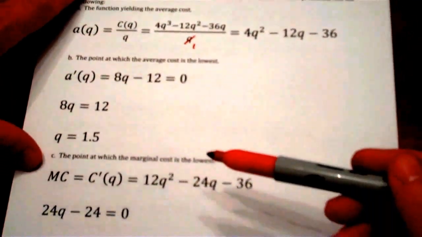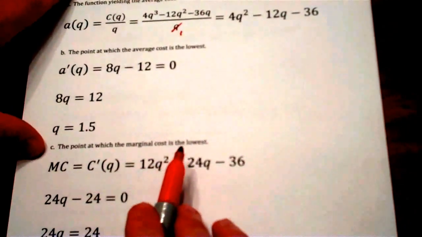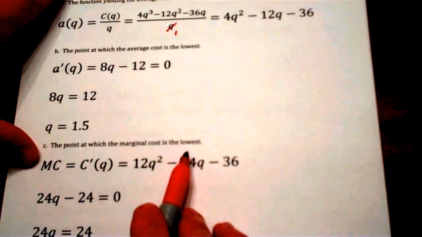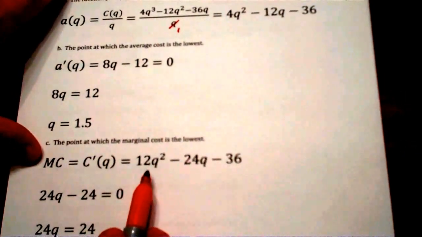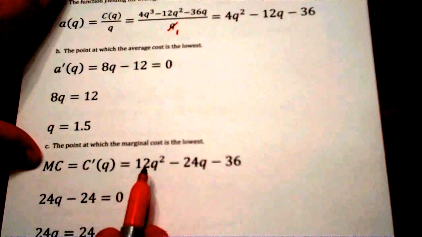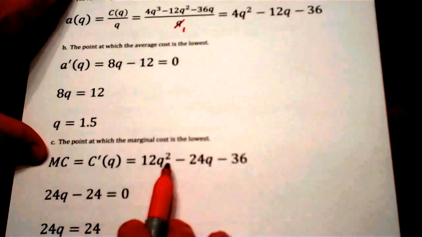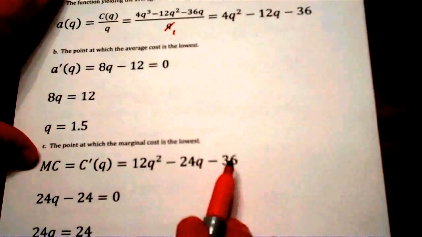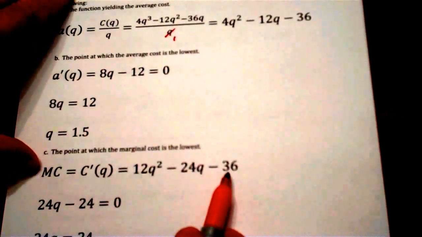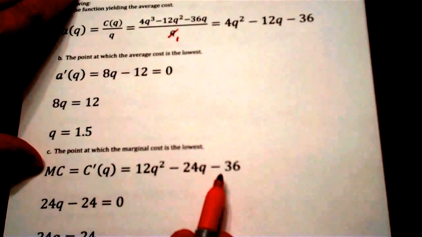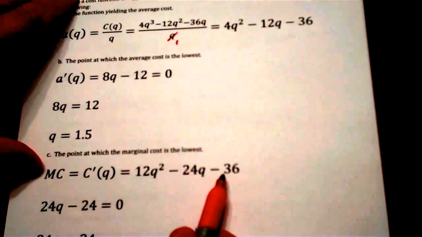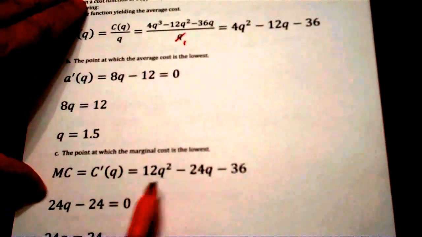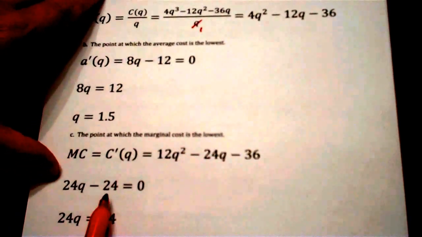Now, let's go ahead and find the point at which the marginal cost is the lowest. First of all, I'm going to find the marginal cost by taking the derivative of my original equation. Taking the derivative of my original equation left me with 12q squared minus 24q minus 36. Now you'll recall again, what I want to do in this case is find where this is at the minimum. I'm looking for the minimum of this function, so again I have to take the derivative of this function. Taking the derivative of this function yields 24q minus 24.